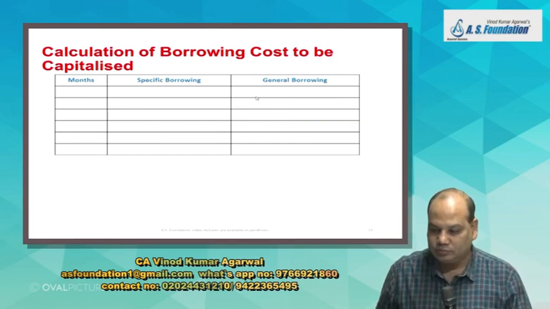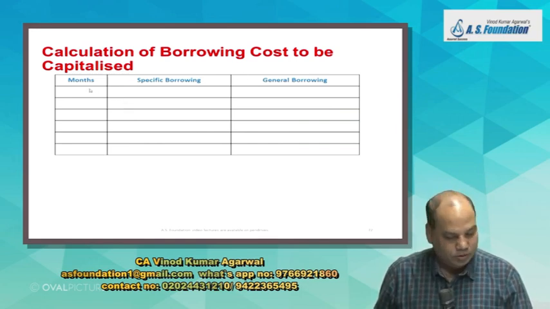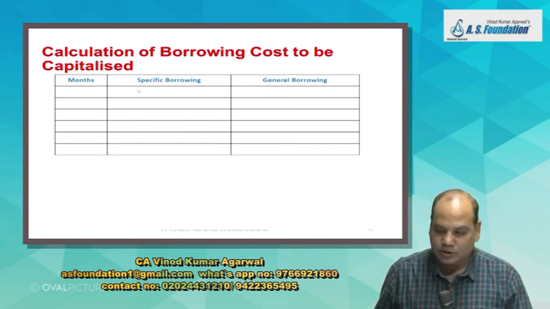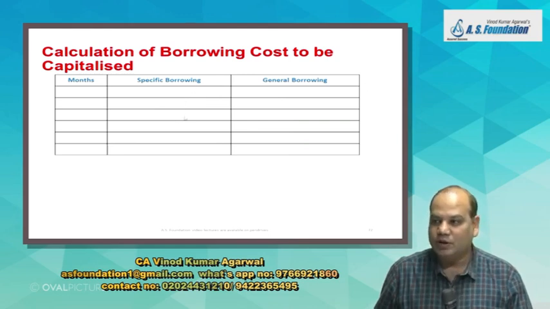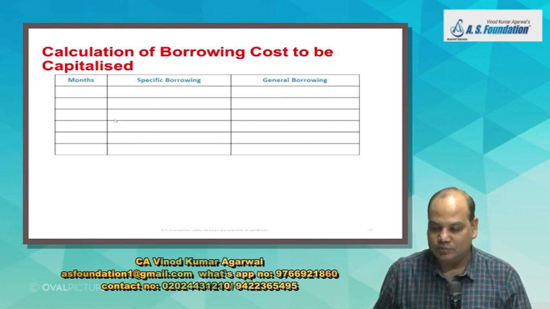Now write down the calculation of borrowing cost to be capitalized. See, it's a very simple presentation. First write down the month, then how much specific borrowing and how much general borrowing. This type of question is quite common in the exam because you don't incur all the expenditure at once like we did in the earlier problem. Expenditure is incurred in installments, right? And then how to do the calculation.